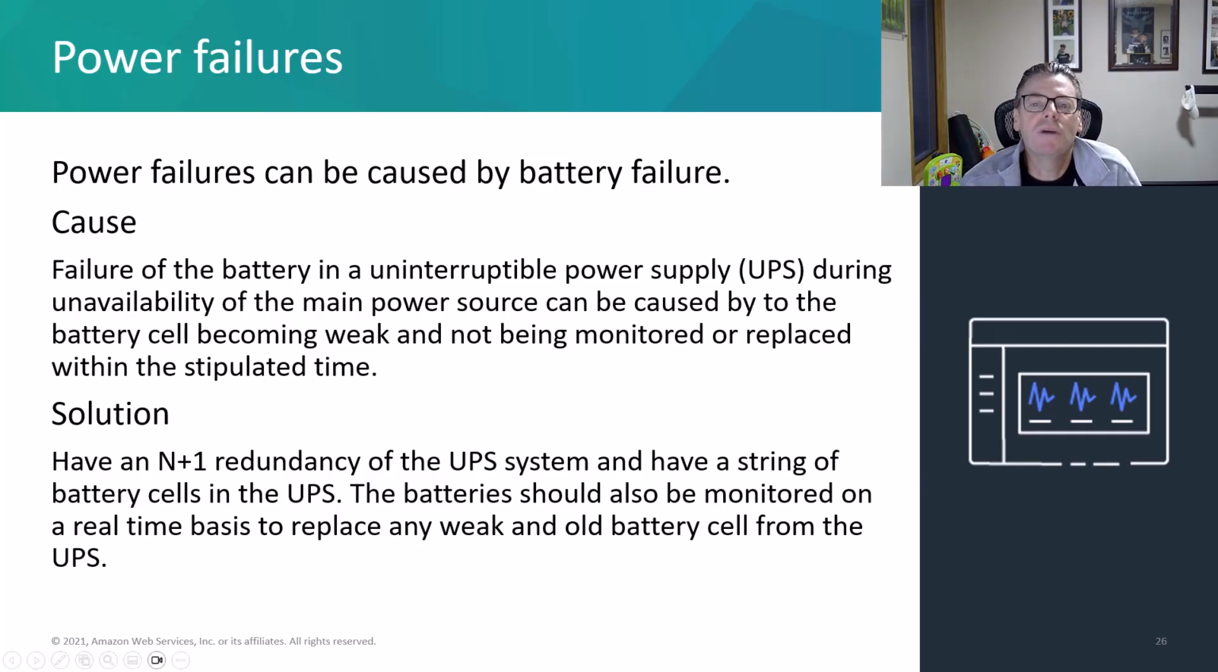All right, so what they say with power failure, have an N+1. So however many you need, let's say you need 3 batteries to make sure your UPS runs. N+1 would mean I need 3 plus 1 more battery.